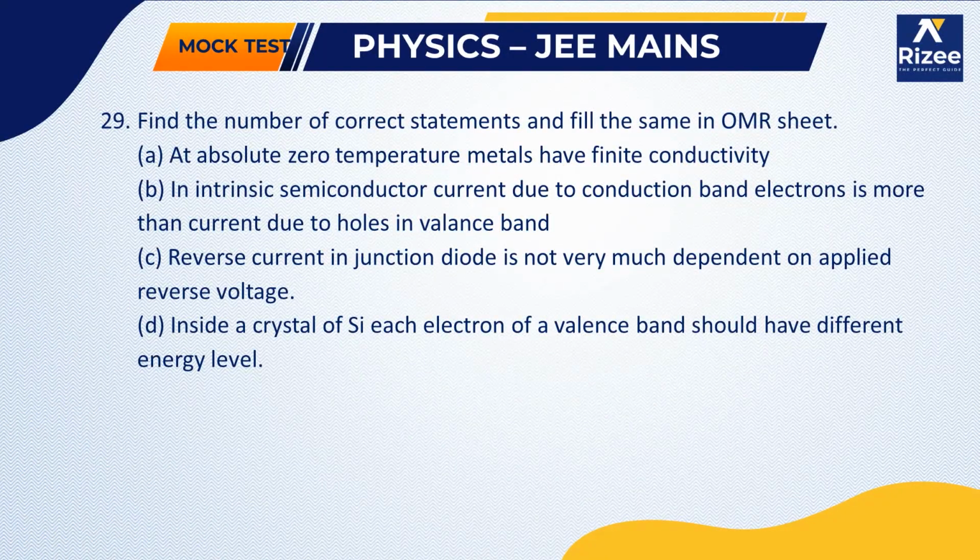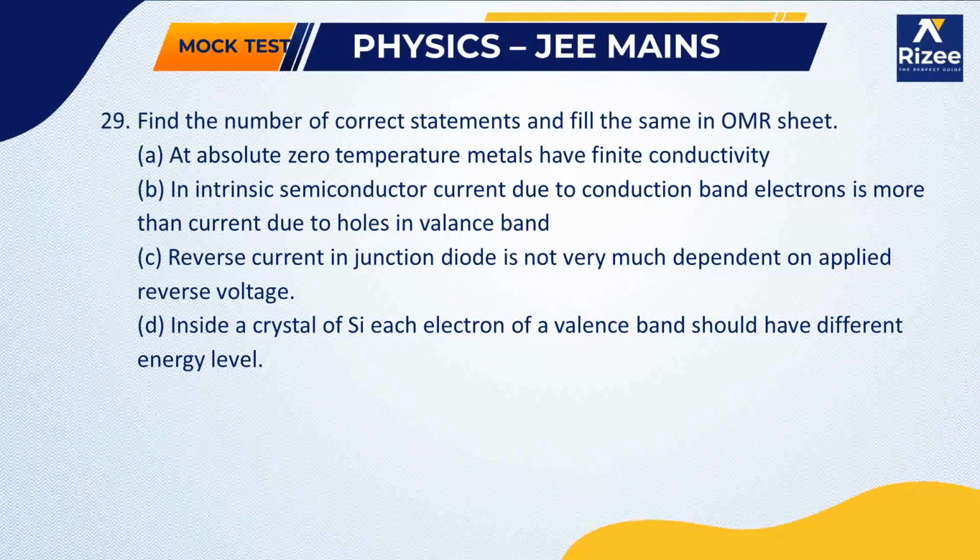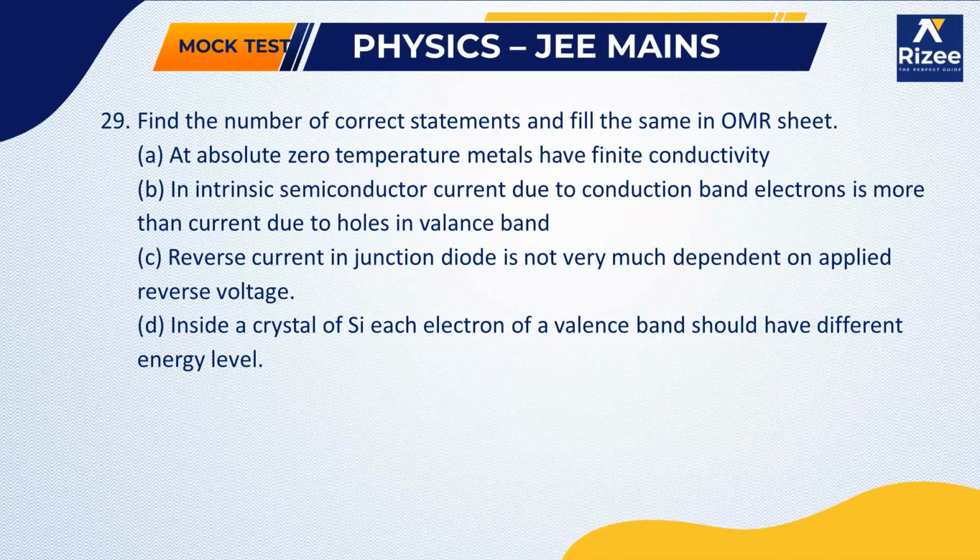So now question number 29. Find the number of correct statements and fill the same in the OMR sheet. A: At absolute zero temperature, the metals have finite conductivity. That is the first one. Next, B: in an intrinsic semiconductor, the current due to the conduction band electrons is more than the conduction due to the holes in the valence band.